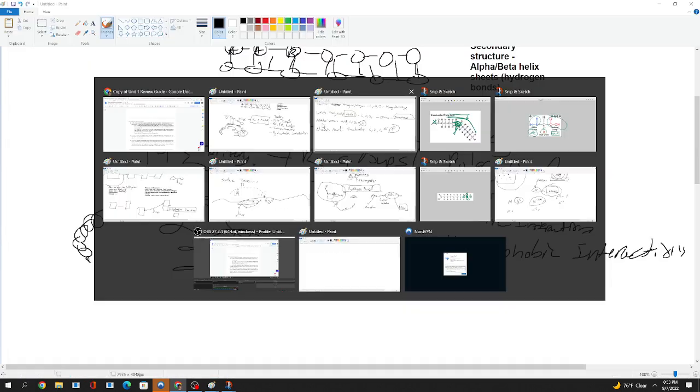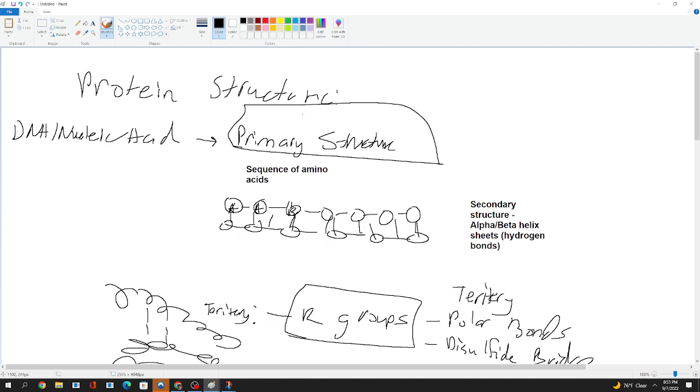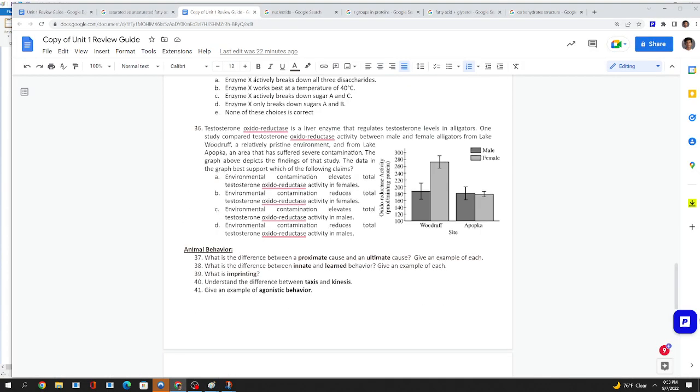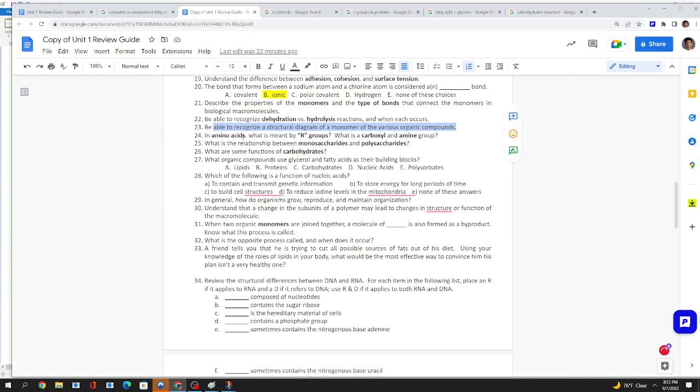Peptide bonds are what control the primary structure, right, because they're between the amino acids. The secondary structure is hydrogen bonding. And tertiary structure is going to be between the R groups, and these are the type of bonds that you're going to be really seeing within them. So that's that. I covered that.